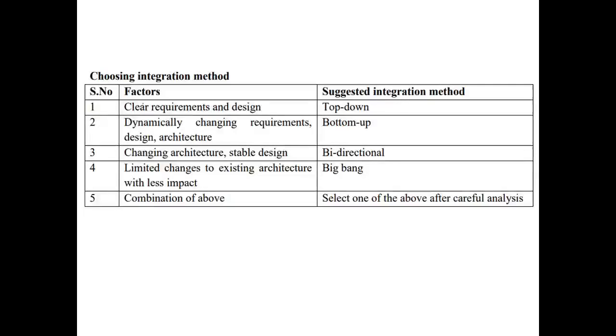Choosing an integration method: these are some factors and which integration method can be selected for them. If you are clear with requirements and design, and you know the proper flow, then go for top-down integration testing. If requirements, design and architecture are dynamically changing, not fixed, then it's better to go for bottom-up integration testing. With changing architecture and stable design, you can go for bidirectional integration testing.